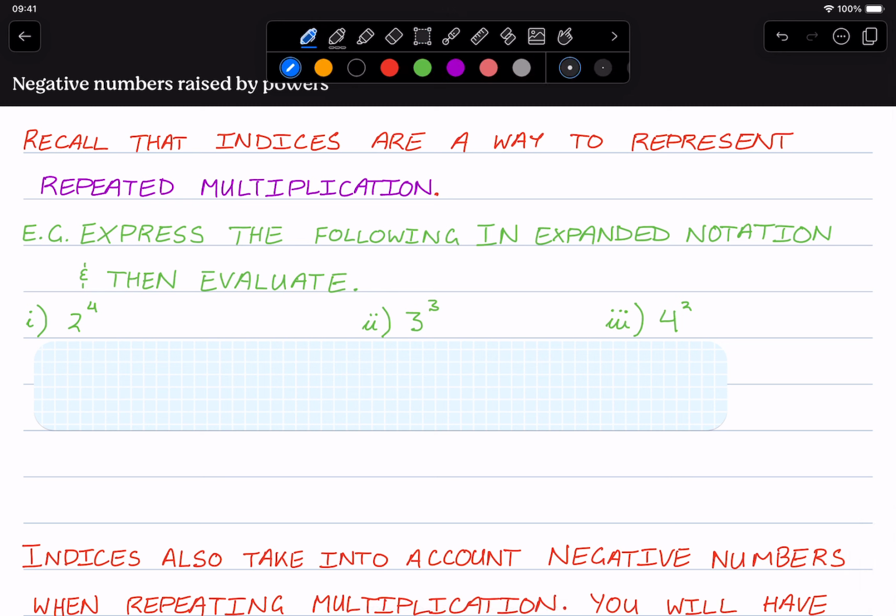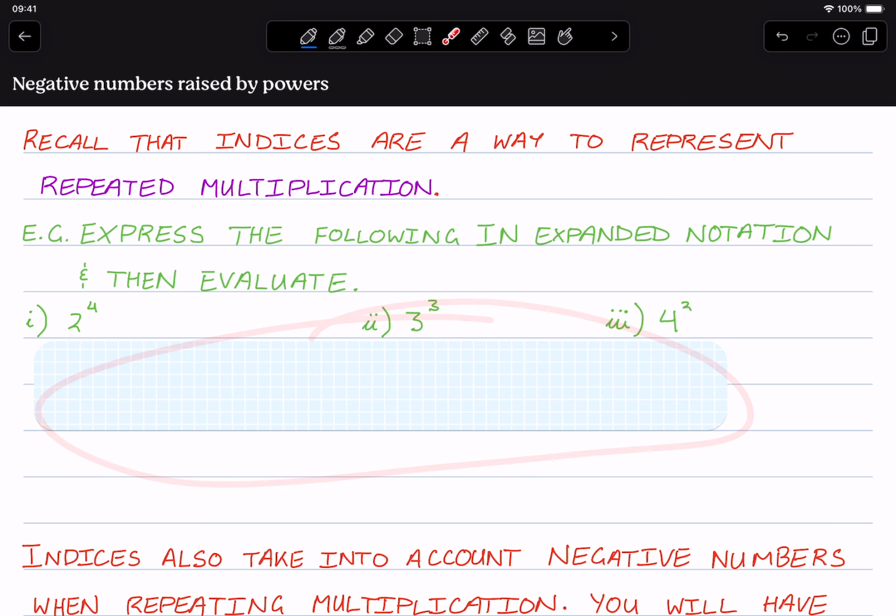Hello class, this is a video tutorial on negative numbers raised by powers or raised with an index. So recall that indices are a way to represent repeated multiplication. So before we continue, let's do a quick recall here. Let's express the following in expanded notation and then evaluate them.